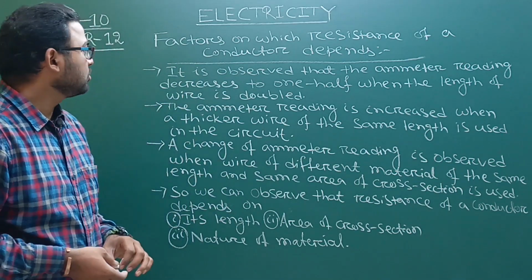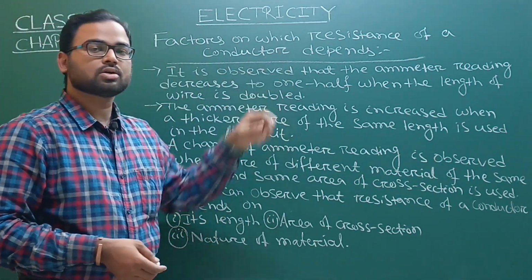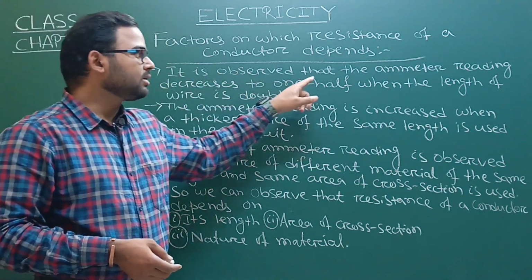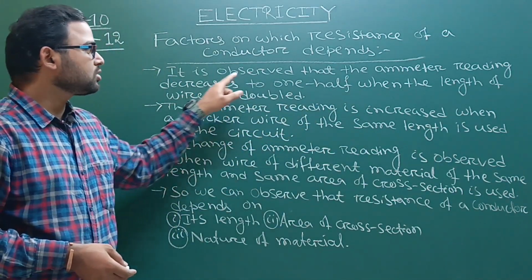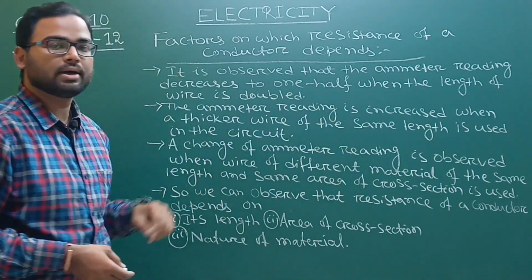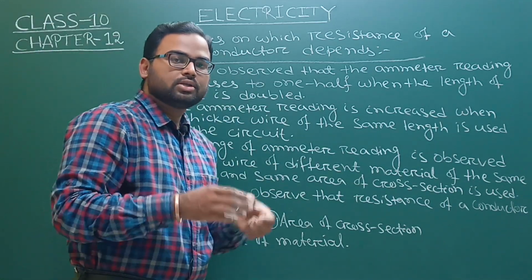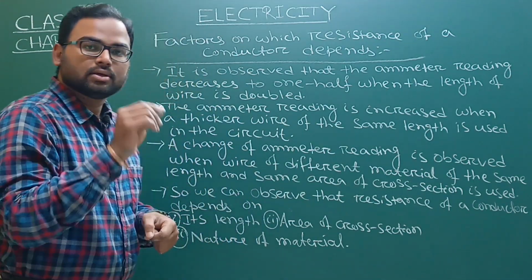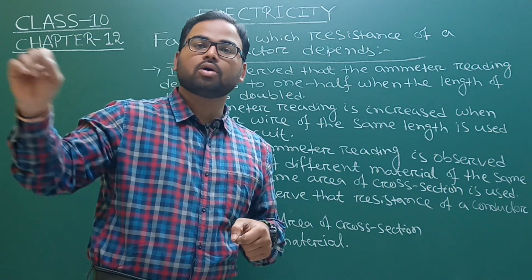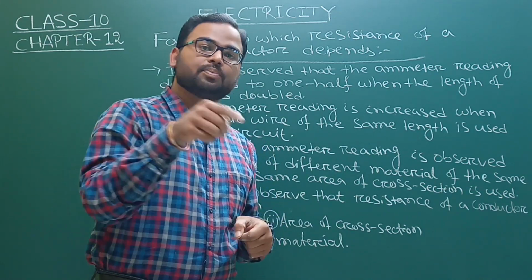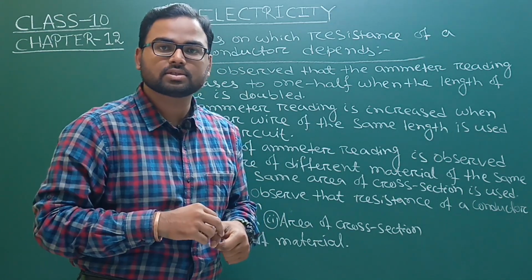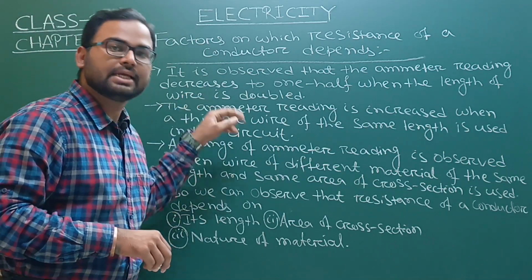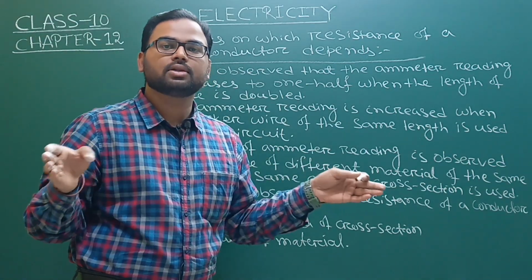Now we will discuss the factors on which the resistance of a conductor depends. Okay. The first factor is, it is observed that the ammeter reading decreases to 1/2 when the length of the wire is doubled. Why? The charge has to travel a longer distance, and resistance depends on length. So resistance increases, so current decreases in that case. That's why the ammeter reading decreases when we double the wire.